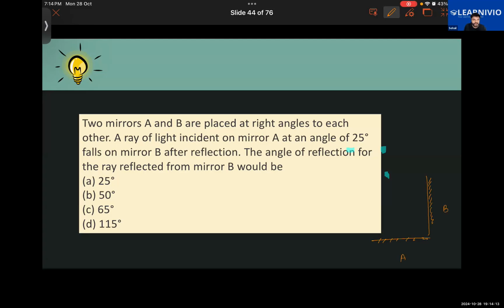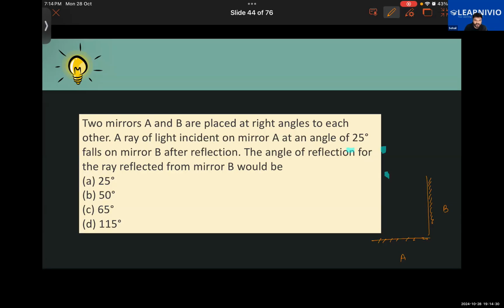So earlier what we were saying, that you can go through each and every chapter and just prepare a list of the topics in which you are having difficulty. Okay, let's get back to the question.